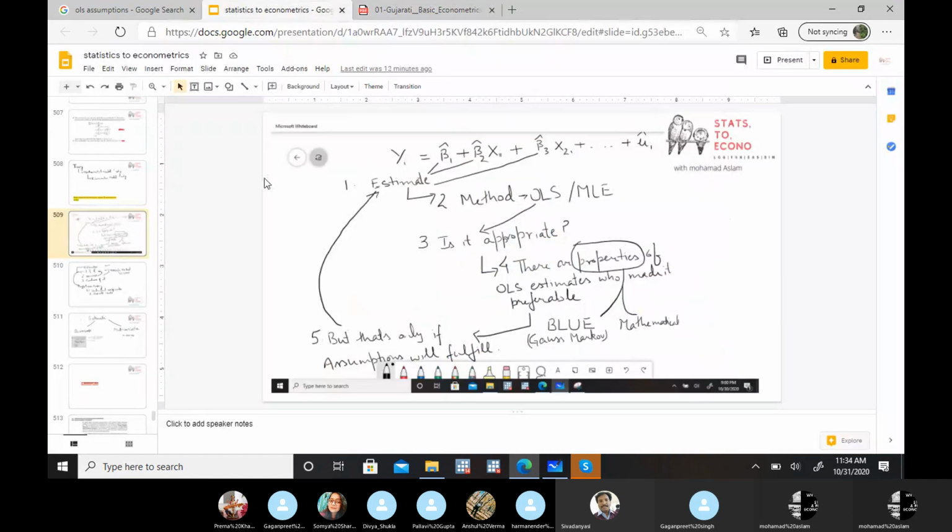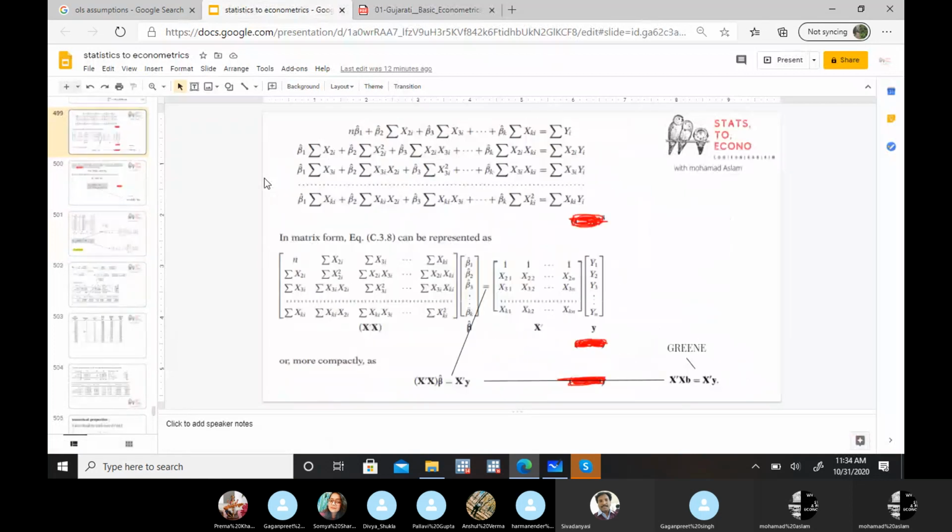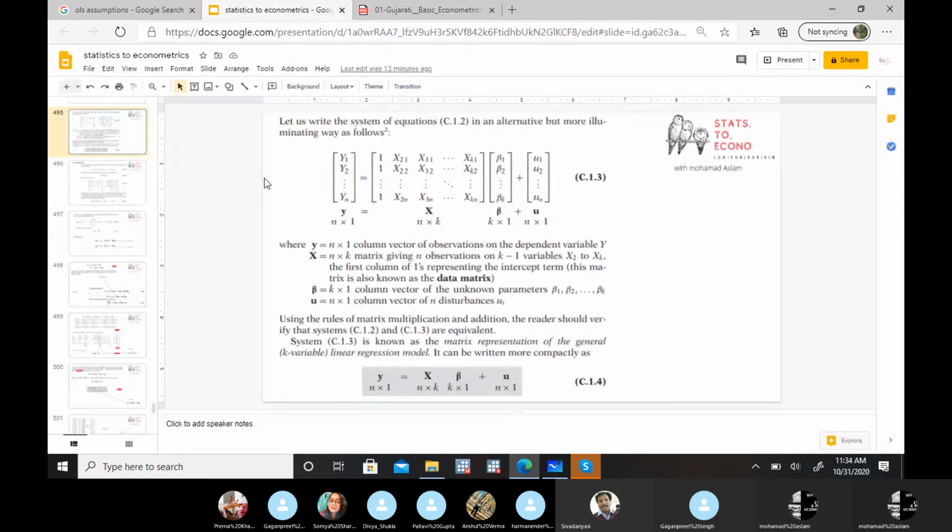Okay, so go to this derivation here. Let me go to the bivariate derivation.